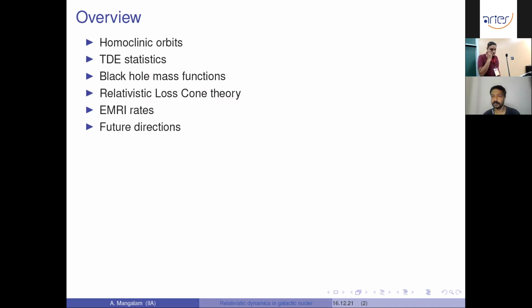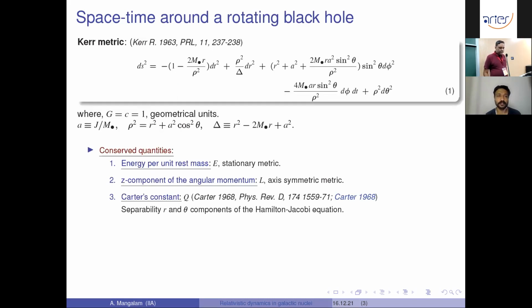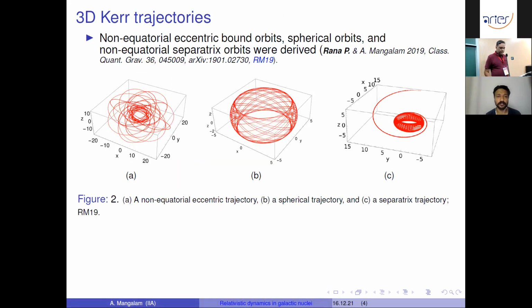You can see that there are aspects of this talk which are important in terms of relativity, because there are relativistic corrections which make changes to the predictions made earlier using non-relativistic calculations, and of course the detection of gravitational waves and MD rates for extreme mass ratio inspirals. And so we will just talk a little bit about the Kerr metric and how the dynamics changes. There's a paper which, with my student Prerna Rana, we looked at eccentric orbits, spherical orbits, and non-equatorial separatrix orbits.